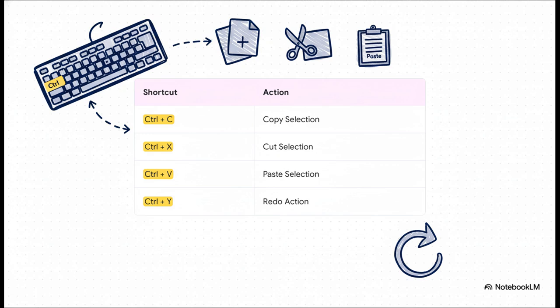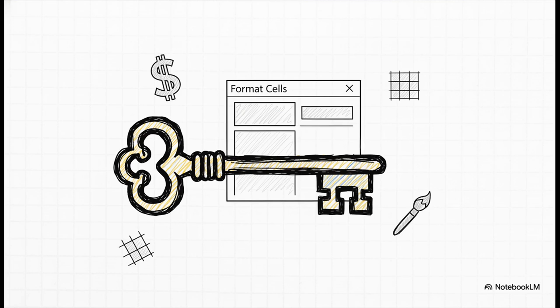And don't sleep on Control+Y. That's the redo command for when you undo one too many times. They might seem simple, but they are absolutely essential. But here's the real secret weapon for formatting, a huge time saver. For basically everything else, I'm talking number formats, currencies, borders, colors, the whole shebang, you only need to remember one shortcut, Control+1. This is your master key.